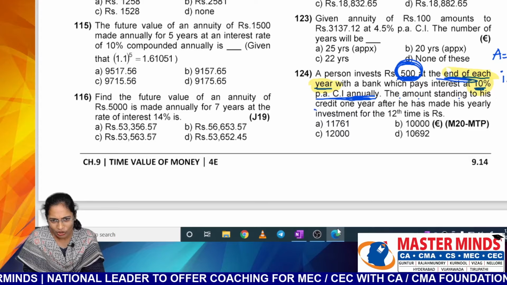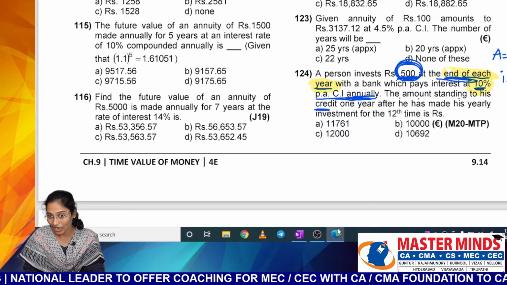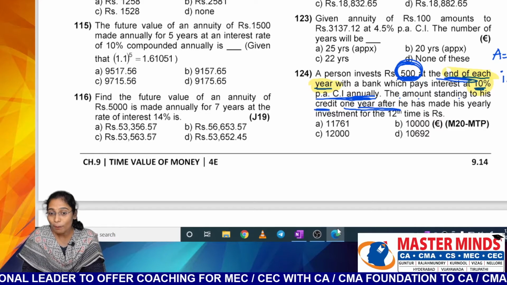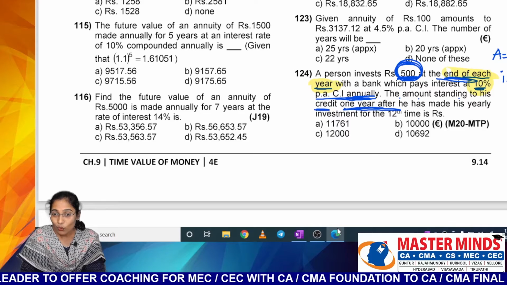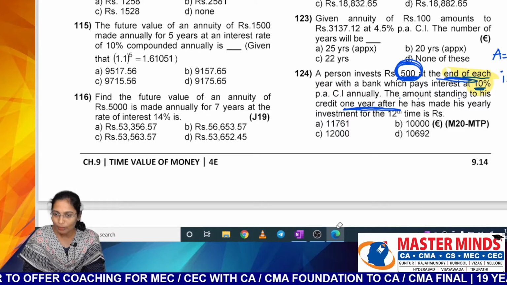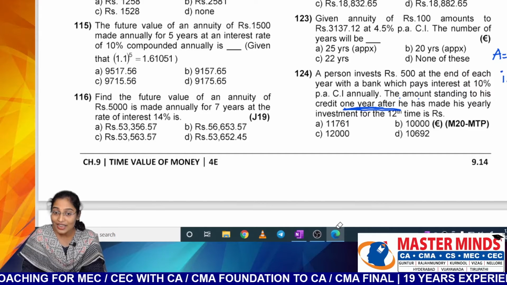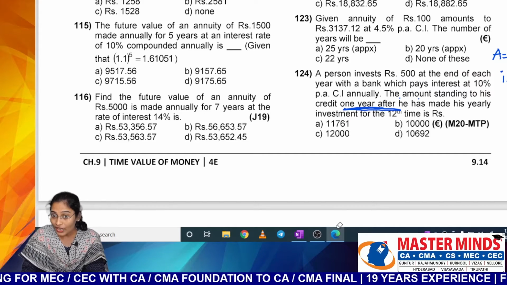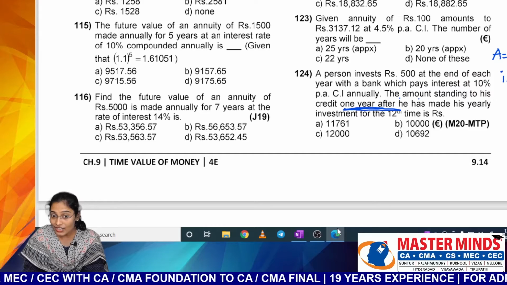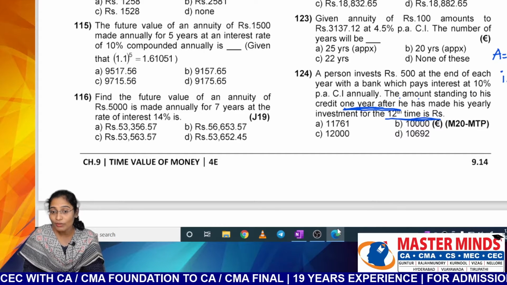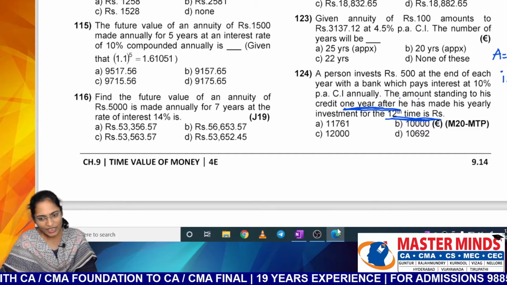Credit means in his account only, right? So the balance in his account 1 year after. Please underline this word, everybody. So 1 year after, the amount means the balance in his account. For which year he is asking the balance? 1 year after he has made his yearly investment for which time? 12th time. So we have seen the entire question, right?